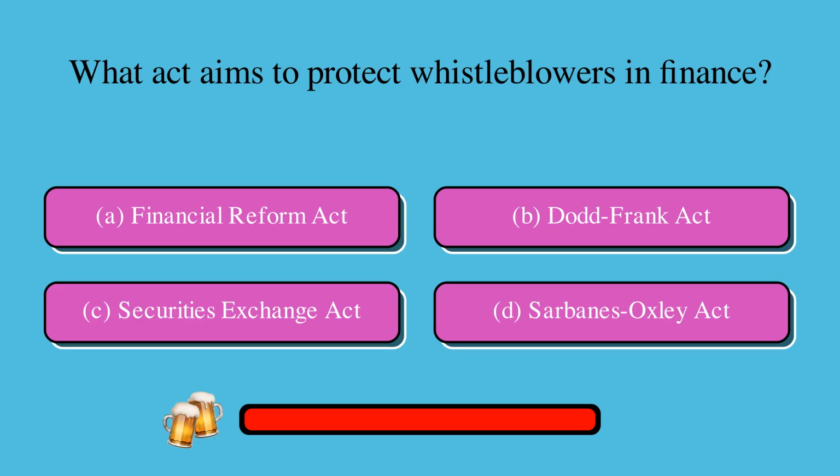What act aims to protect whistleblowers in finance? Is it A. Financial Reform Act, B. Dodd-Frank Act, C. Securities Exchange Act, or D. Sarbanes-Oxley Act? The correct answer is B. Dodd-Frank Act.